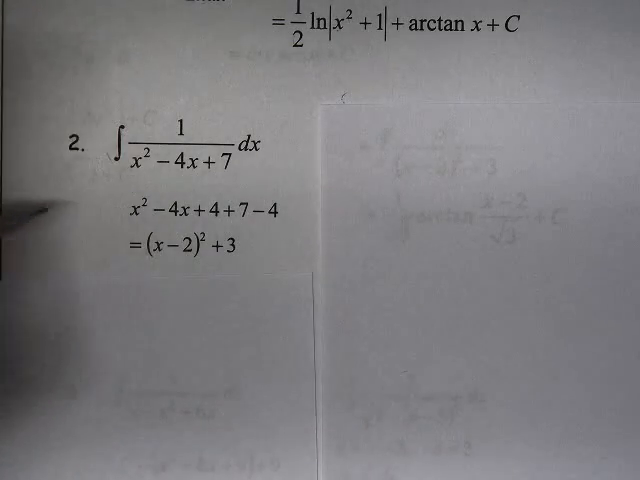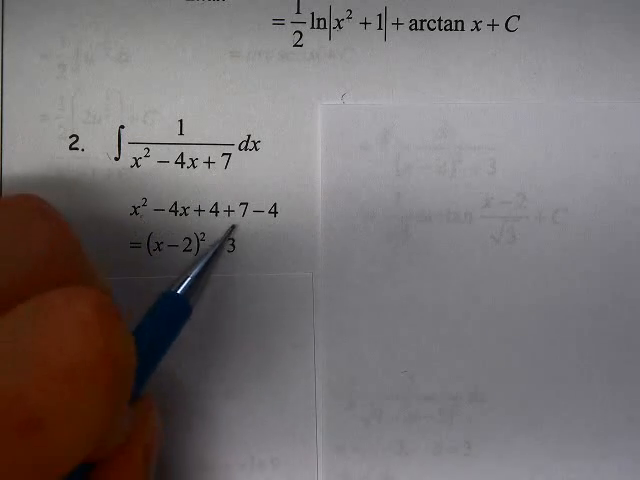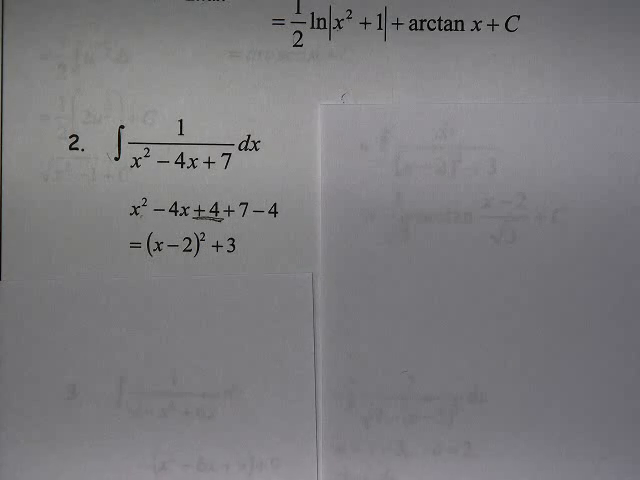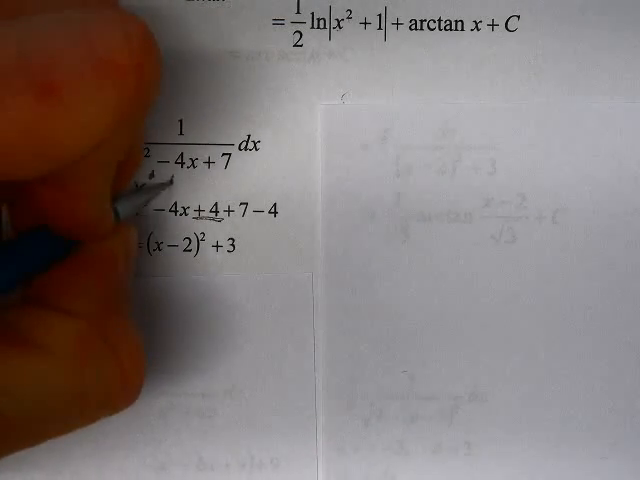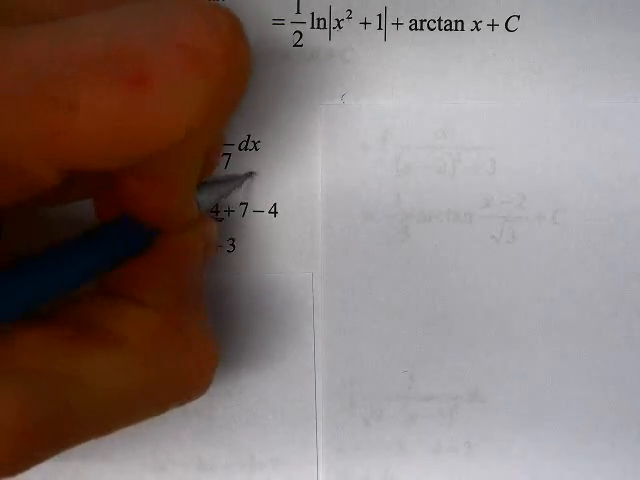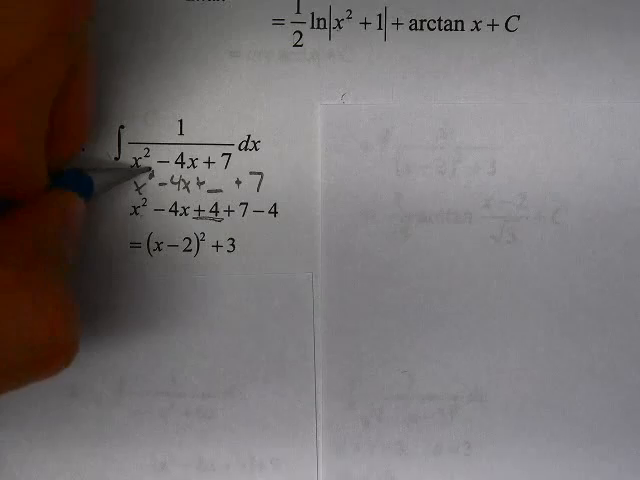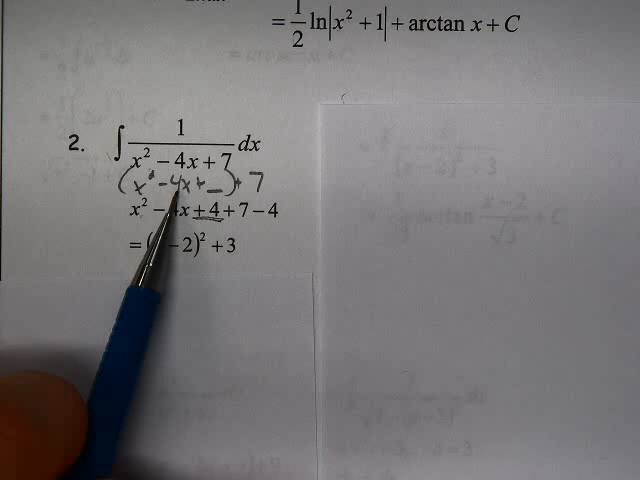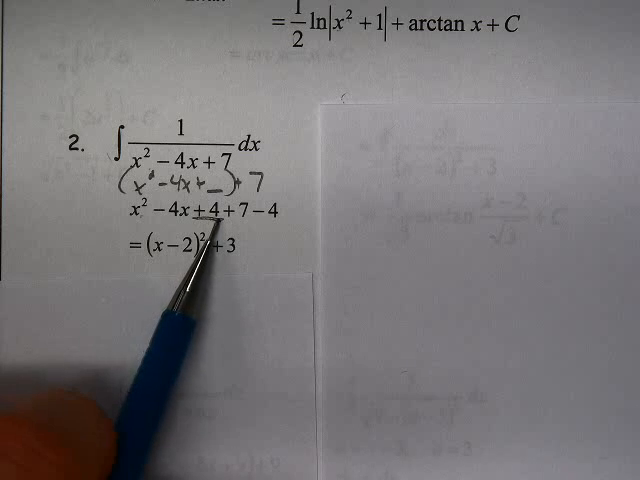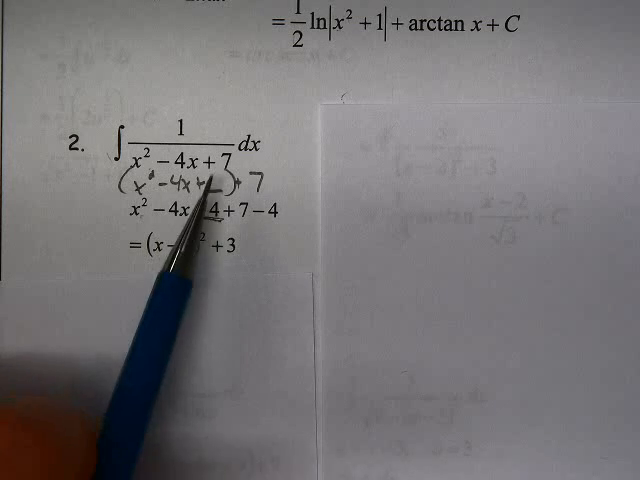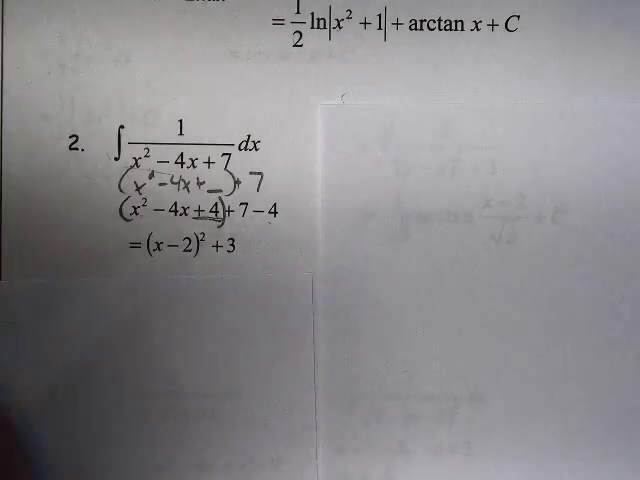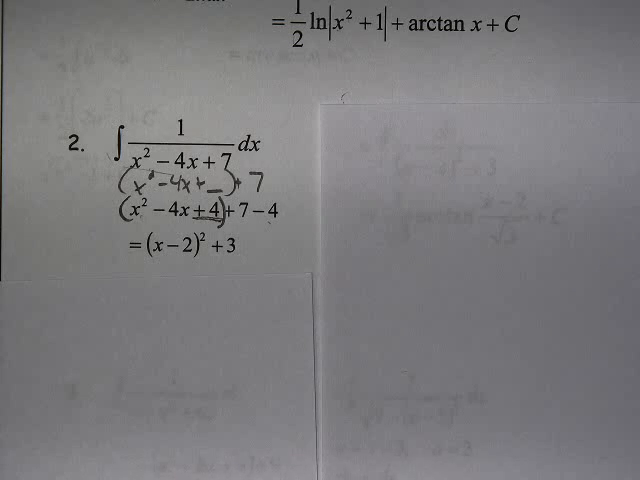I basically rewrite this as x squared minus 4x, and I leave a space here. I move the plus 7 here. So I basically have x squared minus 4x plus blank plus 7. Now I want to complete the square on this part. So I divide this middle coefficient by 2 and square it. So I get negative 2 squared is 4. That's what I add. And in order to avoid changing the value of the denominator, I have to subtract off that 4 as well. So I've taken this part right here and made a perfect square out of it.